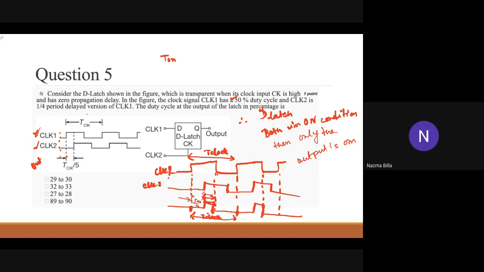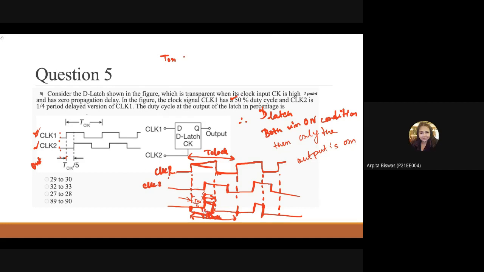Ma'am, as already mentioned, clock 1 is 50% duty cycle, which means on is 50% and off is 50%. If I consider the clock total time as T clock, the on duration is T by 2 and the off duration is T by 2. As you told, 50% is positive and 50% is negative. So this is T by 2, right? This total portion is T by 2. Here to here, T by 2.